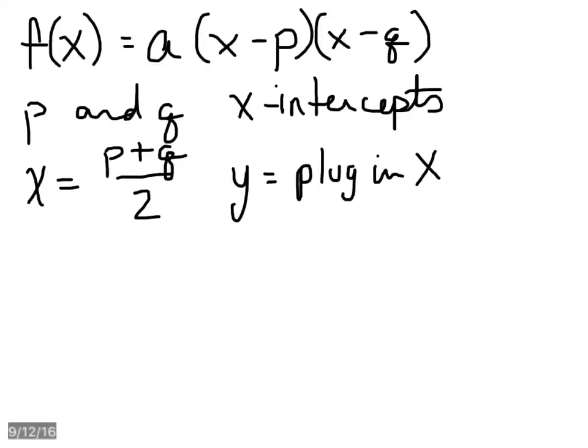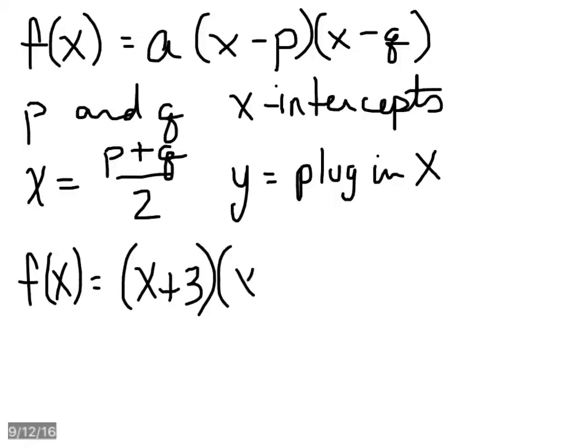So we plug in x for P and Q and add? Nope. You'll have P and Q already. Oh, okay. So, f of x equals x plus 3, x minus 3.